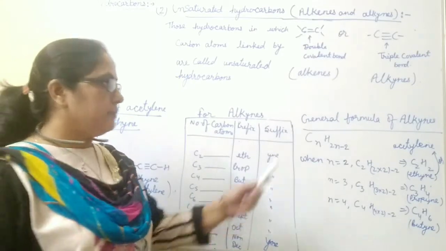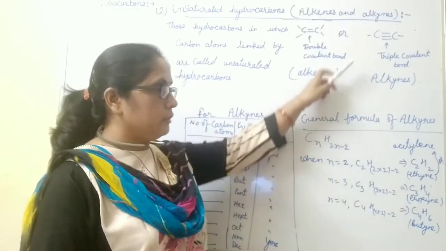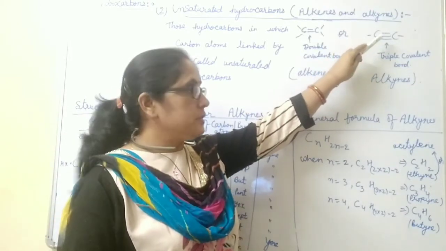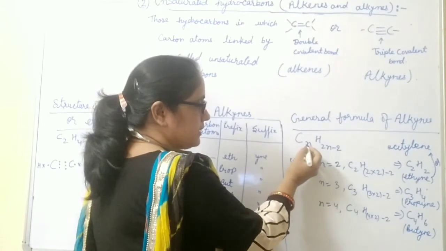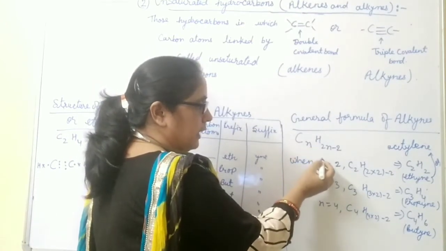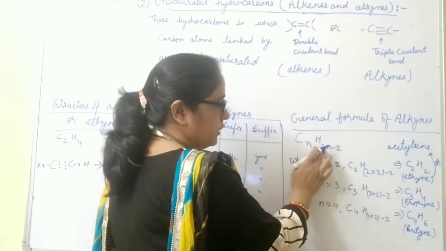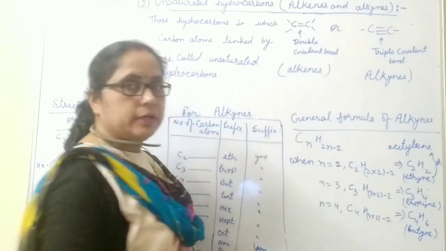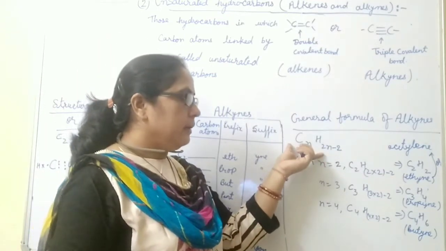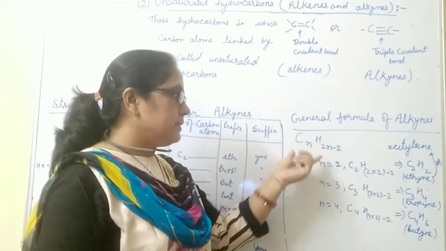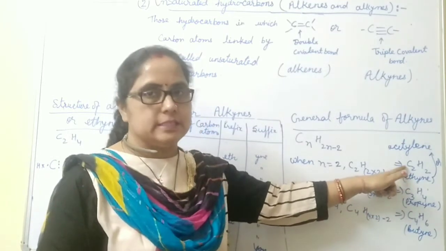For alkynes we have the general formula CnH2n minus 2. Alkynes are those in which two carbon atoms link together by a triple covalent bond. When we put n equals 1, meaning it contains one carbon atom, we have the formula C1H2 into 1 minus 2, that is 0. So it is not possible. Therefore, in the case of alkyne, the first member is C2H2. Its name is ethyne or acetylene.